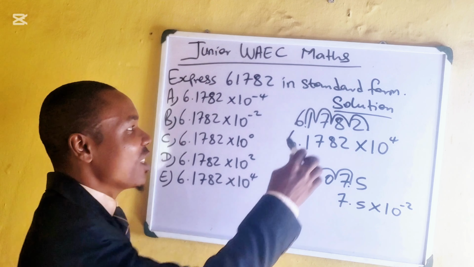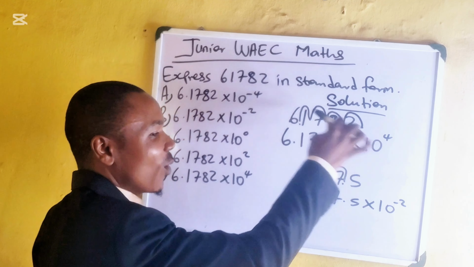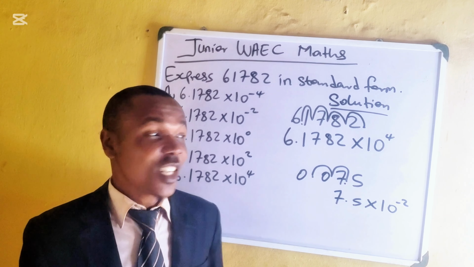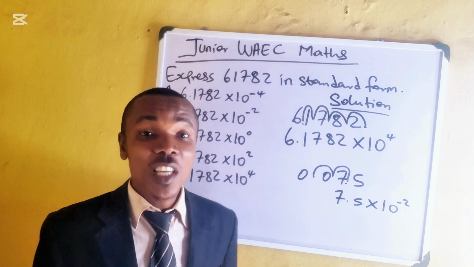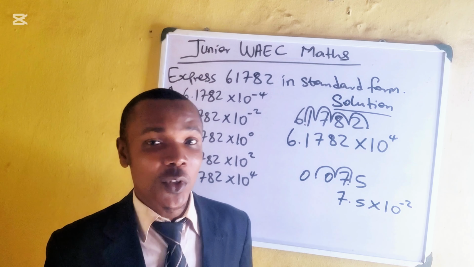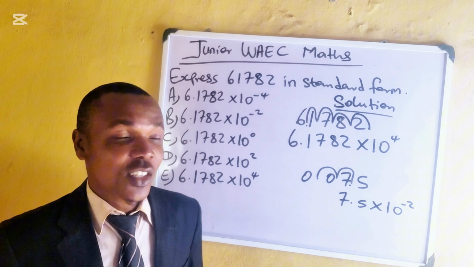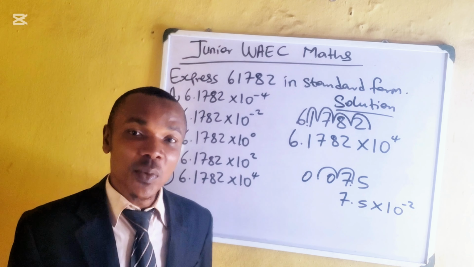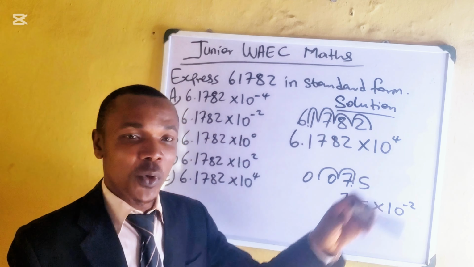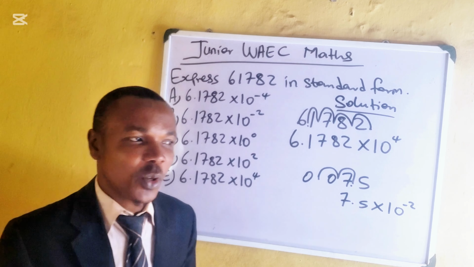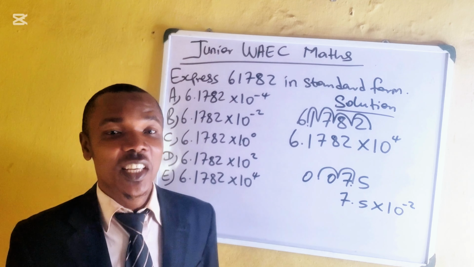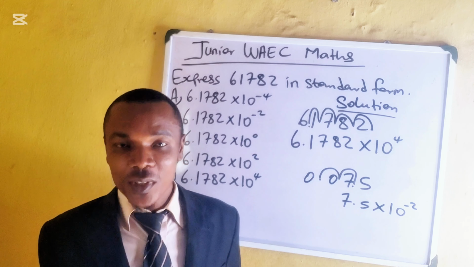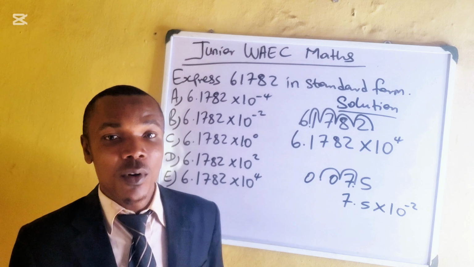You ask yourself this question: this figure in question, is it more than 1? If it's more than 1, that means that the power must be what? Positive. Is it clear? So if the figure you want to convert to standard form is more than 1, this power must be positive. But if the figure you want to convert to standard form is less than 1, like this one we have here, 0.075, which of course is less than 1, that means that the power must be what?